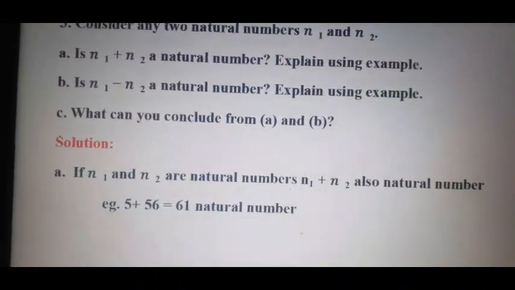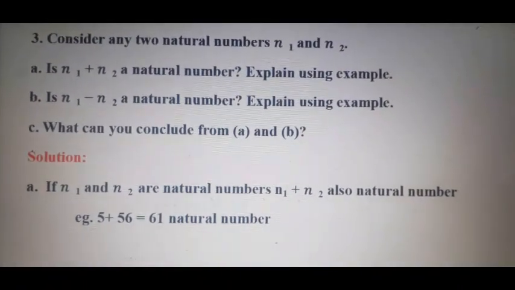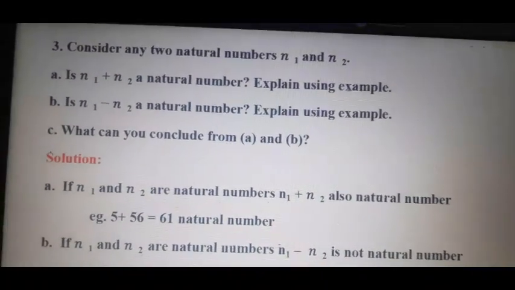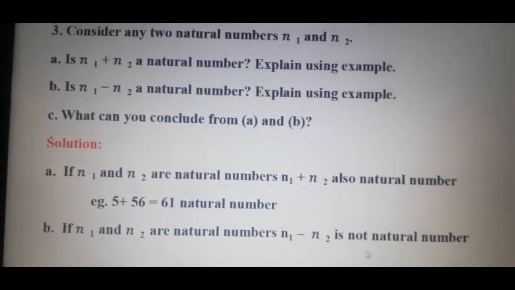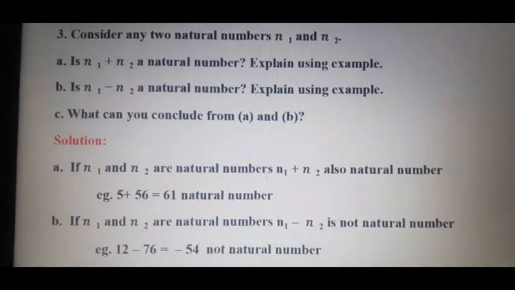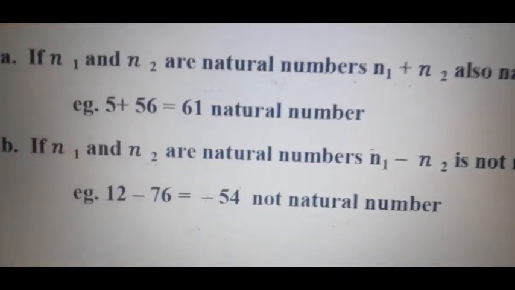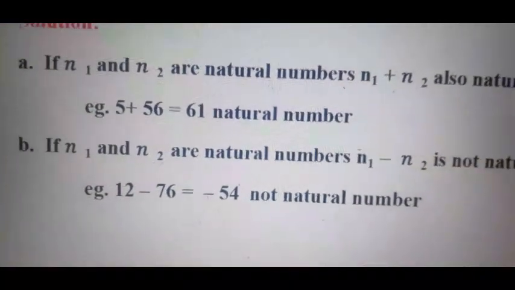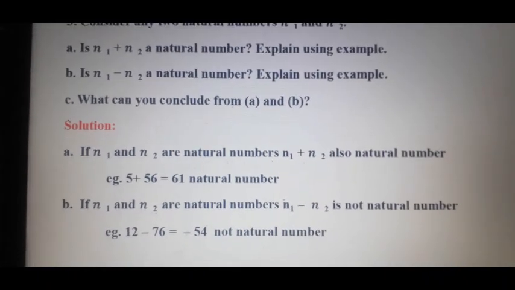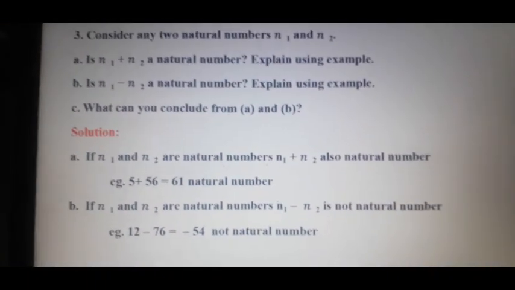For example, when we take 5 plus 56, it will be 61. 61 is a natural number. 5 and 56 are also natural numbers. If n1 and n2 are natural numbers, n1 minus n2 is not always a natural number. We can express this using an example: when we take 12 for n1 and 76 for n2, 12 minus 76 is negative 64. Negative 64 does not belong to the natural numbers. Negative 64 belongs to the integers, but it does not belong to the natural numbers.